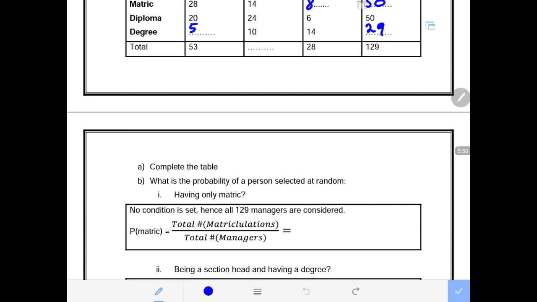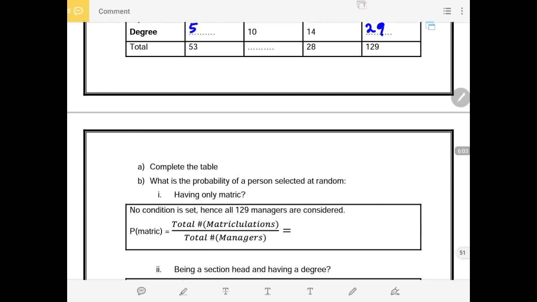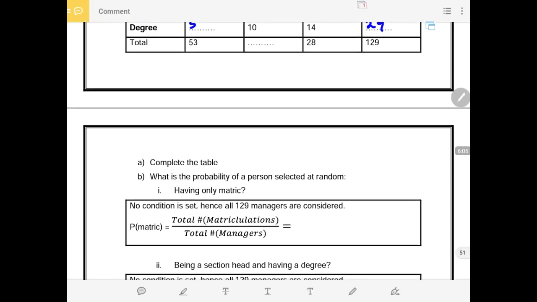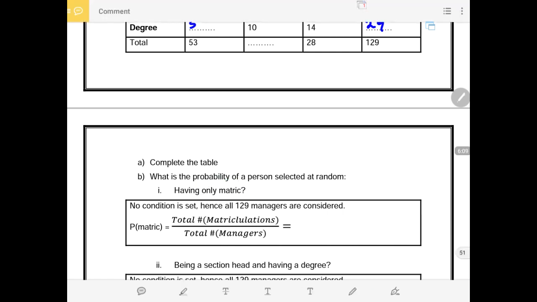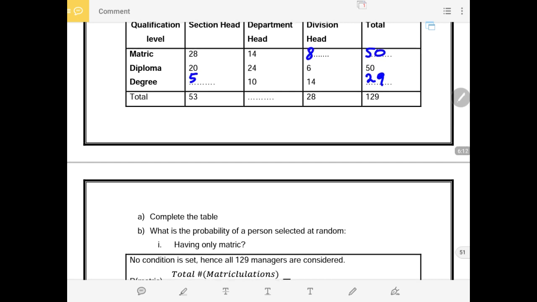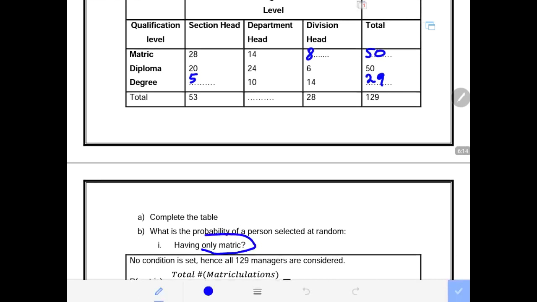Requirement B says, what is the probability of a person selected at random having only metric? What are the chances that the person we select at random will have only a metric qualification as a manager? In other words, we need to look at metric. We look at the total of those that only have metric, and if we look at metric, the total is 50.